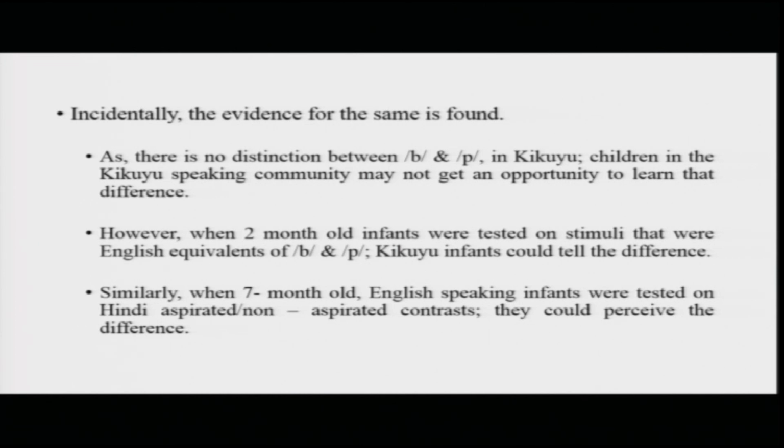However, when 2-month-old Kikuyu infants were tested on stimuli that were English equivalents of ba and pa, they could tell the difference. Similarly, when 7-month-old English speaking infants were tested on Hindi aspirated and non-aspirated contrasts like pa and pa, for example, they could also perceive the difference. Now, why is this happening? Why is this useful? This could be possible because the mechanism the children are born with is a very generic mechanism, and it has to be ready to encounter and learn any language that comes the child's way.